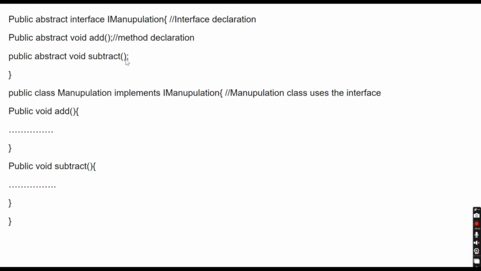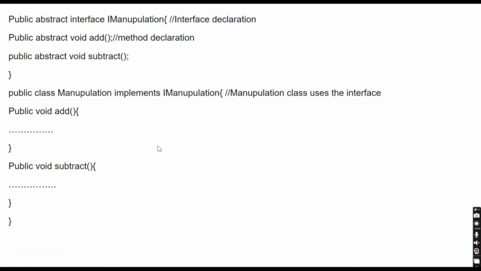After that there is another class, Manipulation. Here you can see the keyword implements. So this particular class is implementing our interface IManipulation. So this class Manipulation needs to provide the implementation of all the abstract methods present inside this interface. So there are two abstract methods, add and subtract. So this particular class is providing implementation for these two methods.